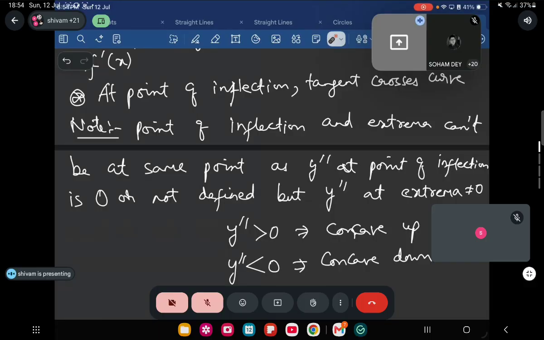For y equal to x to the power 4, y double dash will be equal to 12x square. Y double dash at x equal to 0 will be equal to 0, but still we are getting the point of minima. But over there we are not getting a point of inflection. So actually this statement is in this context. Understood? This statement is in this context, not for every curve.